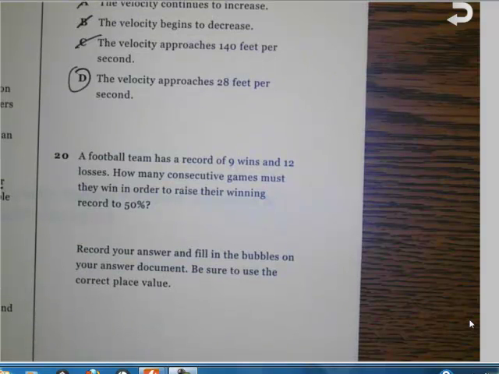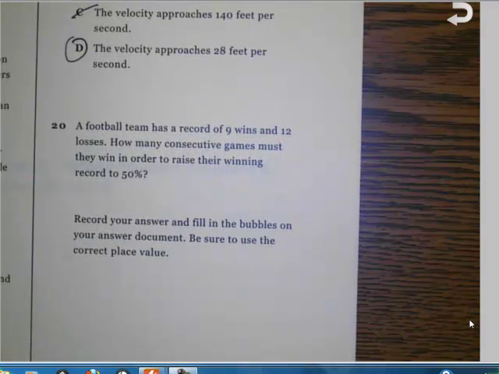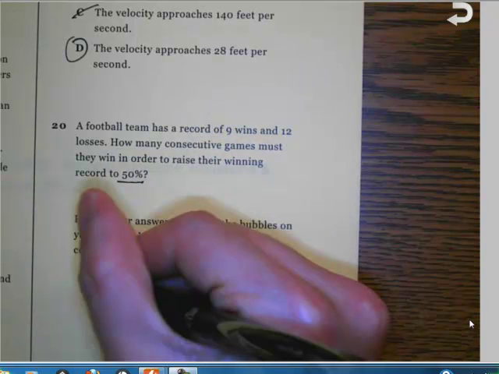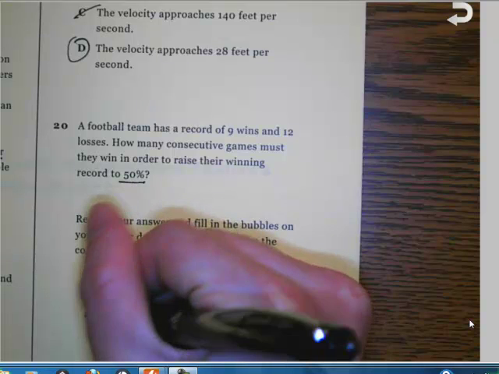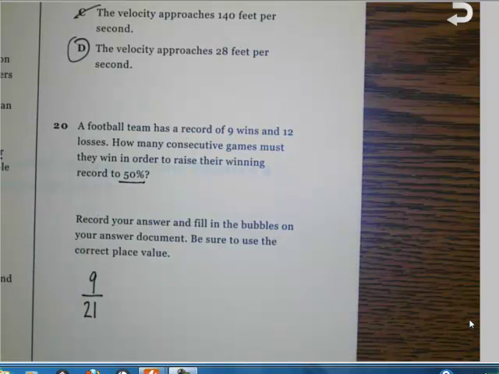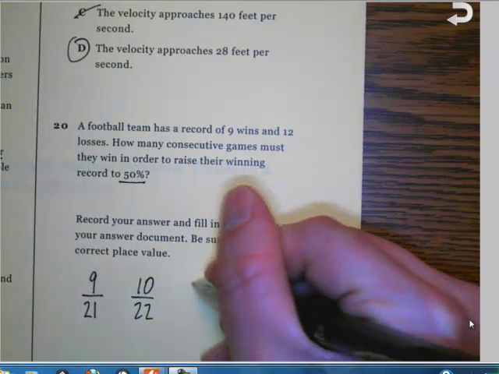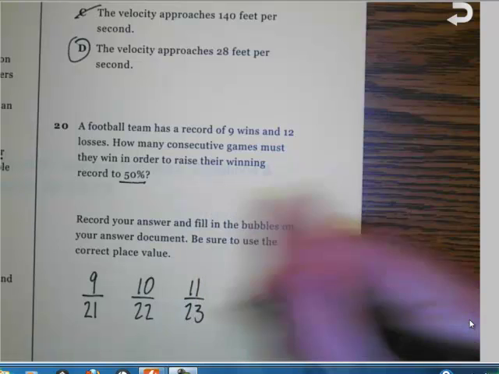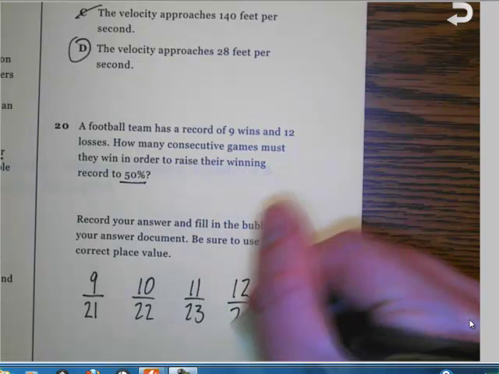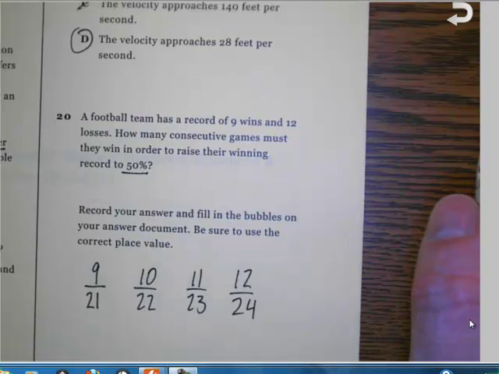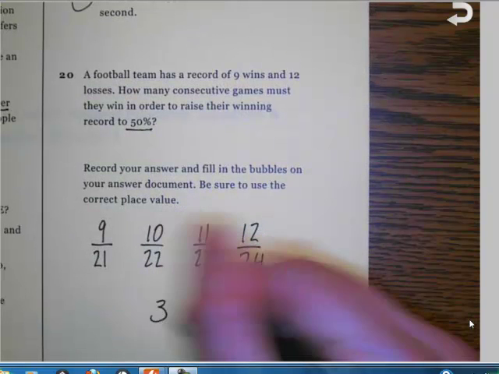The last one, most of you got right. Basically, it's trying to tie at 50%. So starting off, you have 9 out of 21 games. You could actually do it by iteration, which is the easiest way to go. If they win a game, it becomes 10 out of 22. If they win another one, it becomes 11 out of 23. And if they win a fourth, it becomes 12 out of 24, which is a tie. And so the correct response was 3 wins.